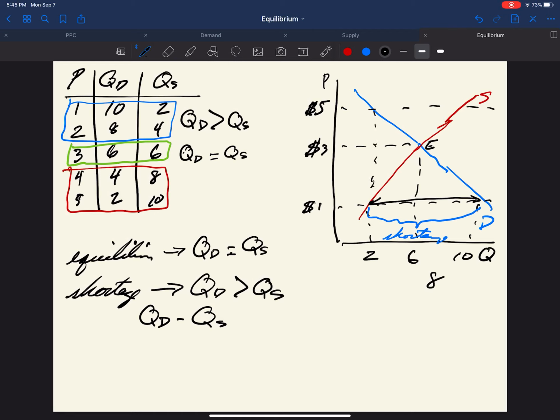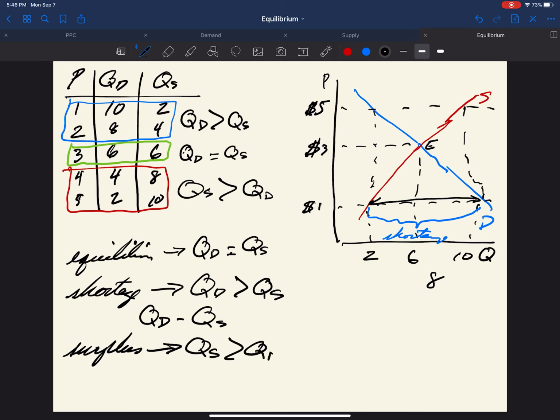And that gives me a quantity demanded of 2. I'm going to pretend that matches up and make that a quantity supplied of 10. All right. So this is a situation where we have quantity supplied greater than quantity demanded, and that is a surplus. Surplus occurs whenever quantity supplied is greater than quantity demanded. And that's that gap here.